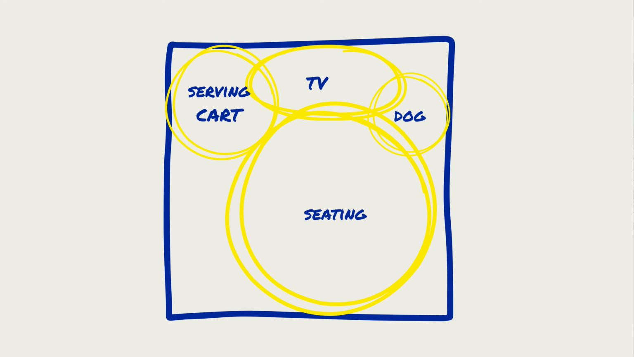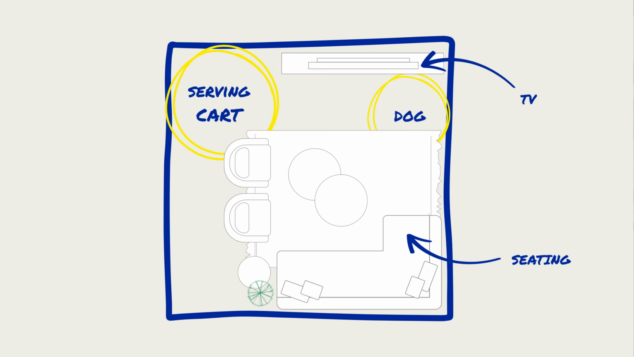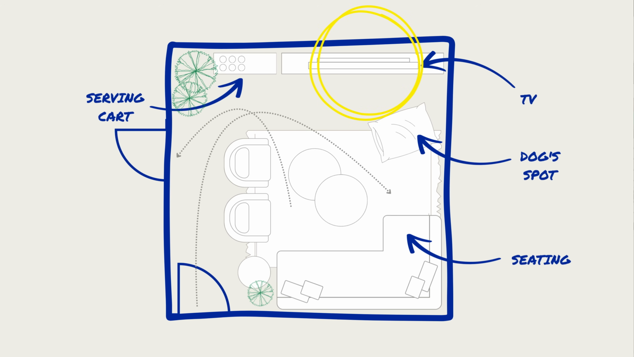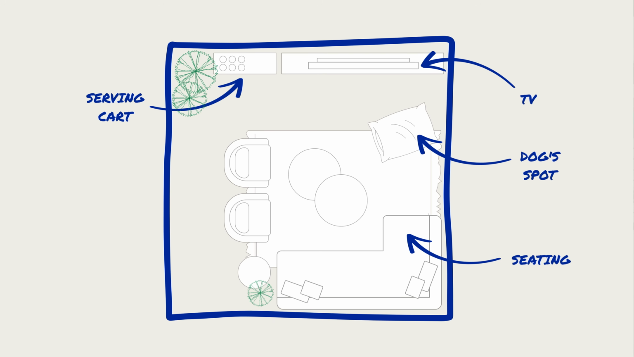Once you've done that, you are going to sketch a quick bubble plan. So place all the spaces you defined in your program, seating, TV, dog spot, and serving station, while considering entries, circulation, and focal points like a fireplace, a TV, or a window. It doesn't have to be precise. It's just something to get it down on paper so that you have a little plan once you get started.